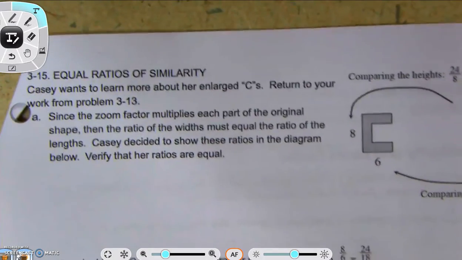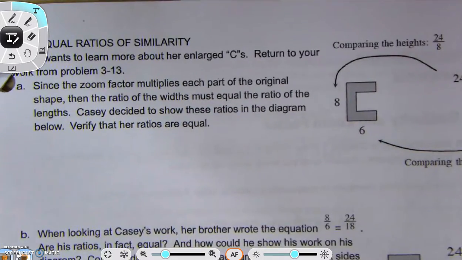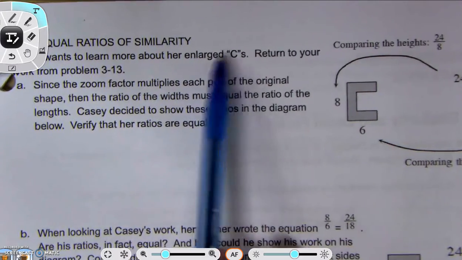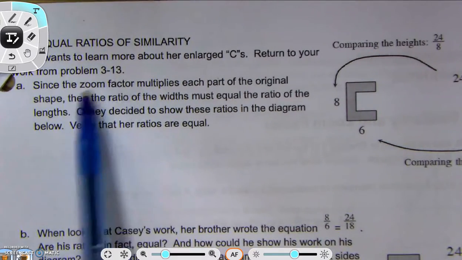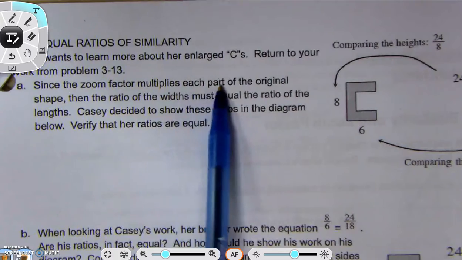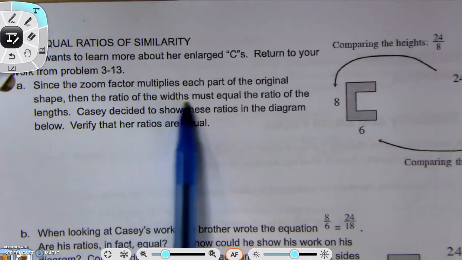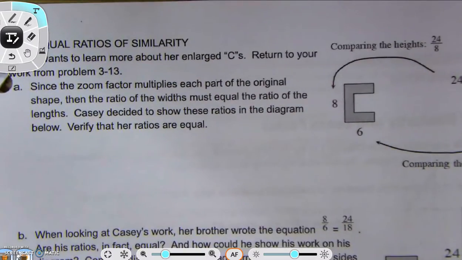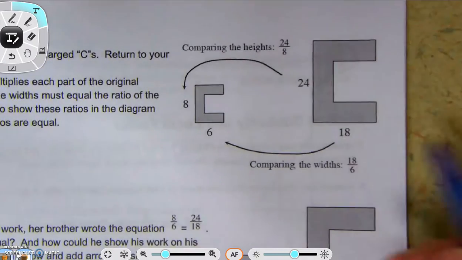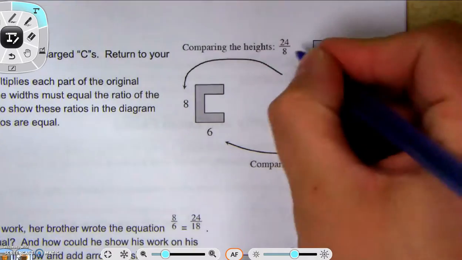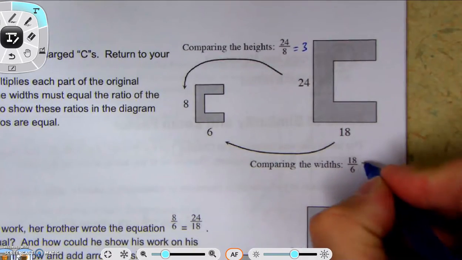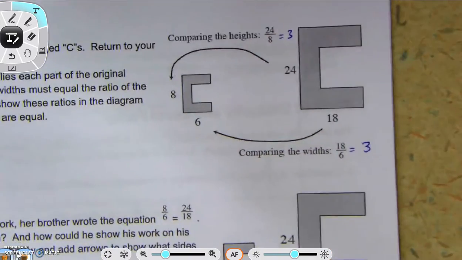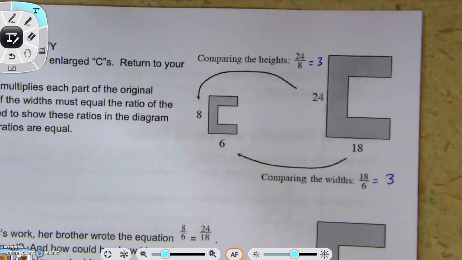So in 3.1.5A, it says that Casey wants to learn more about her enlarged Cs. Return to your work from problem 3.1.3. Since the zoom factor multiplies each part of the original shape, then the ratio of the widths must be equal to the ratio of the lengths. So Casey decided to show these ratios. We want to verify that these are the same. It's pretty easy to do this. 24 divided by 8 is 3. 18 divided by 6 is 3. So those are going to be the same exact ratios.